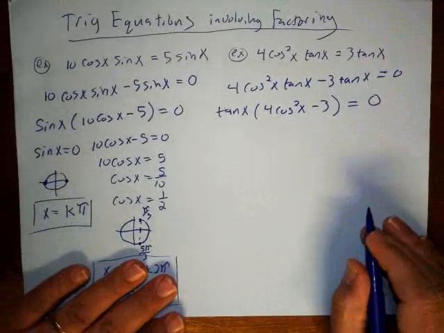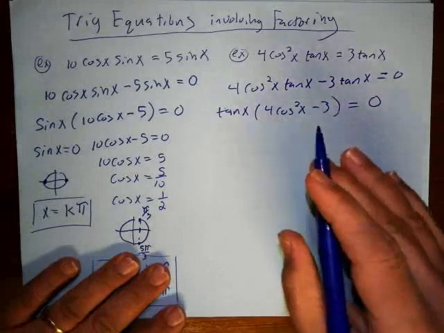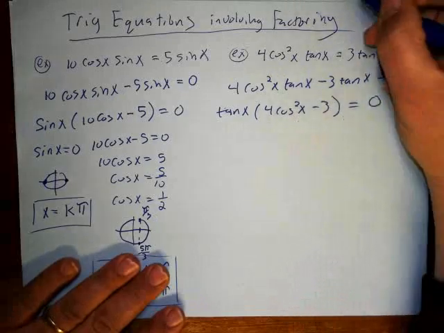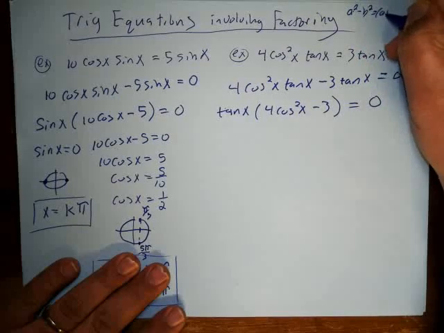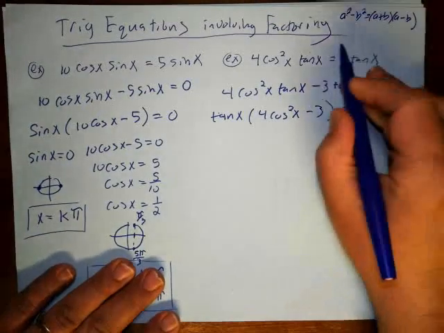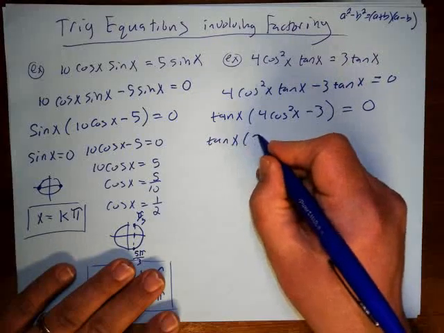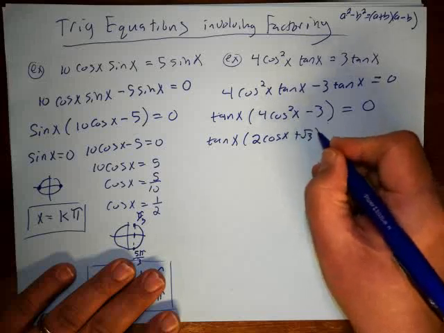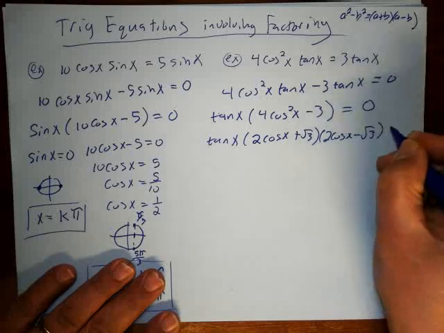Okay, and what I'm left with here is actually an expression that I can factor. This is like the sum and difference of a binomial. So I'm basically using that a squared minus b squared is equal to a plus b times a minus b. Okay, I'm using that there. So this would be tangent of x, and then I could write this as 2 cosine x plus the square root of 3, 2 cosine x minus the square root of 3, all equal to 0.